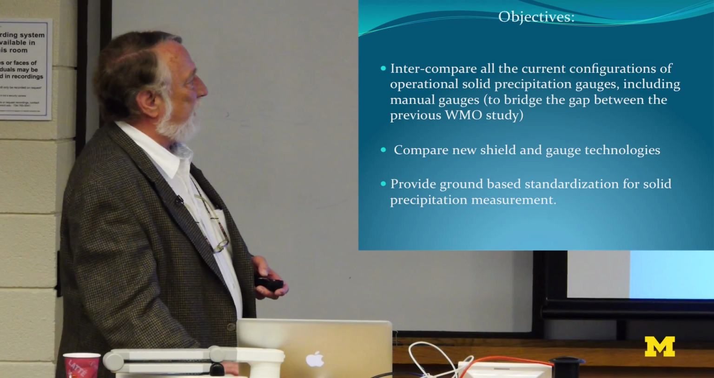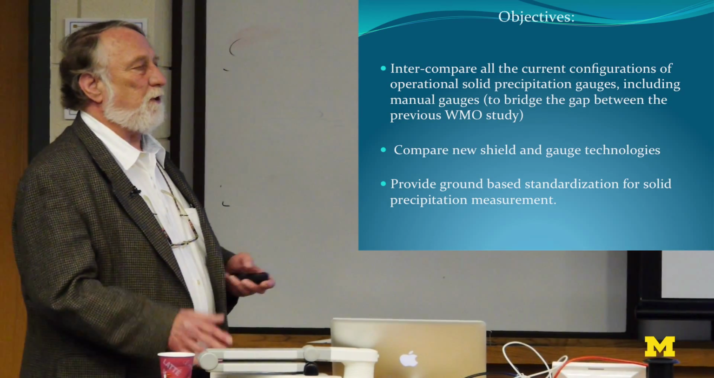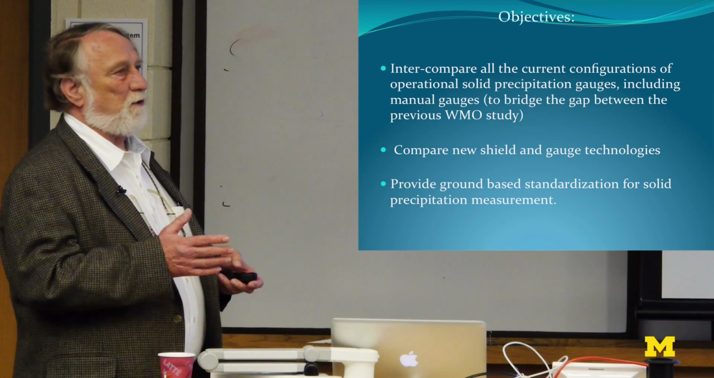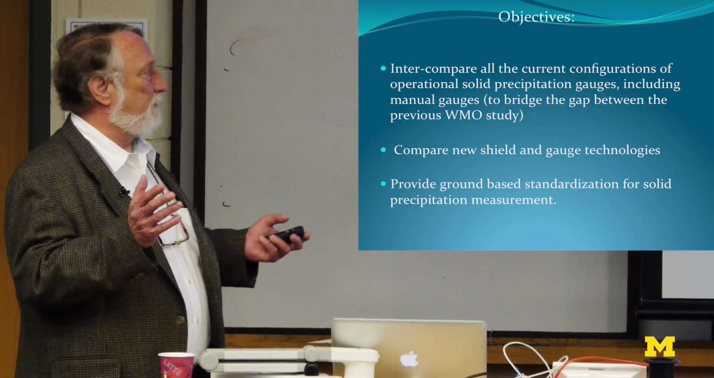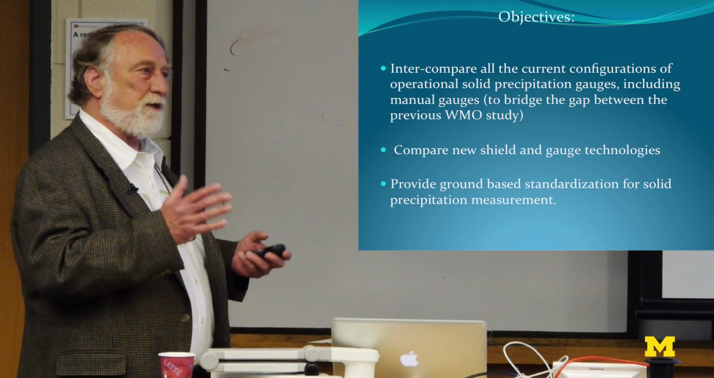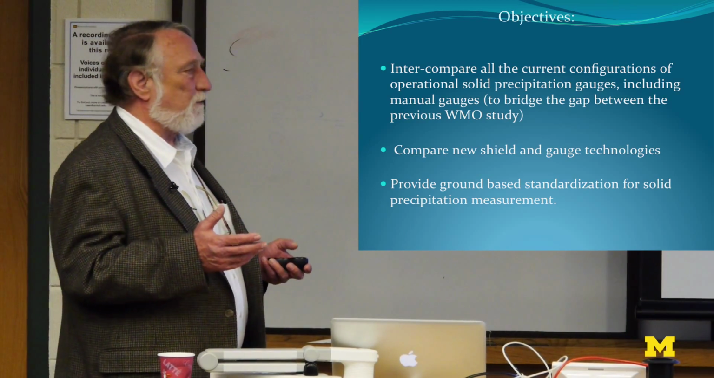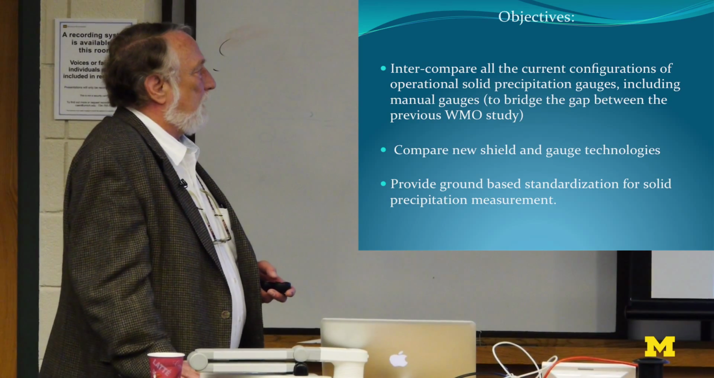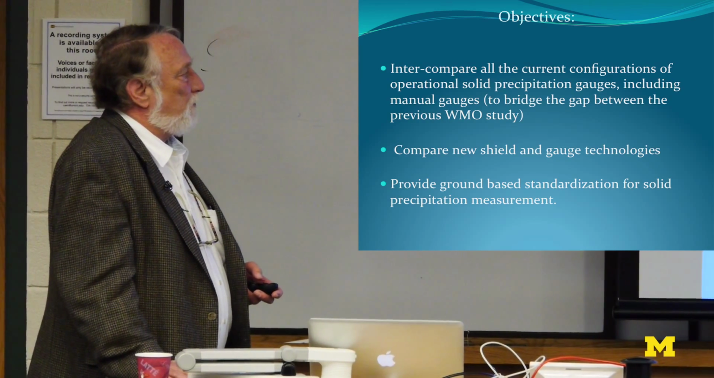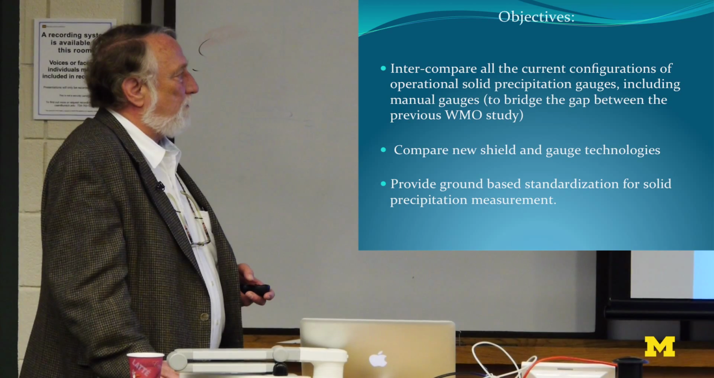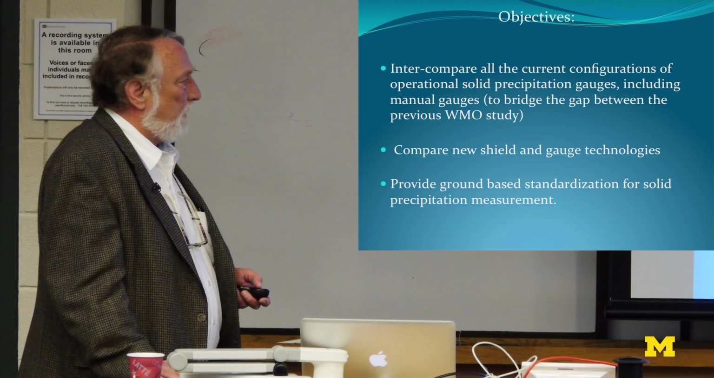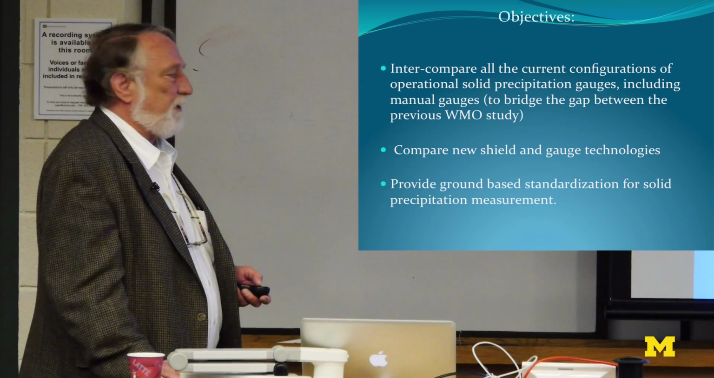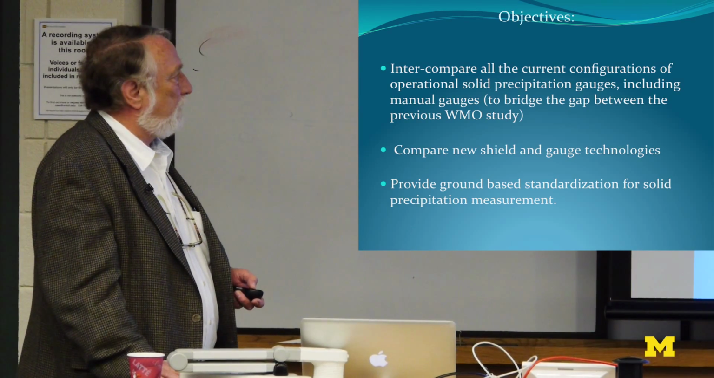So we're trying to bridge the gap between the previous WMO study, which was done back in the 1990s. And of course, all those were manual measurements. There weren't a lot of automatic gauges. So the key here is to look at what the technology is now, with the automated gauges. And also what's happened through that time, as there have been new shield and gauge technologies. So again, let's try to provide some standardization for solid precipitation measurements.